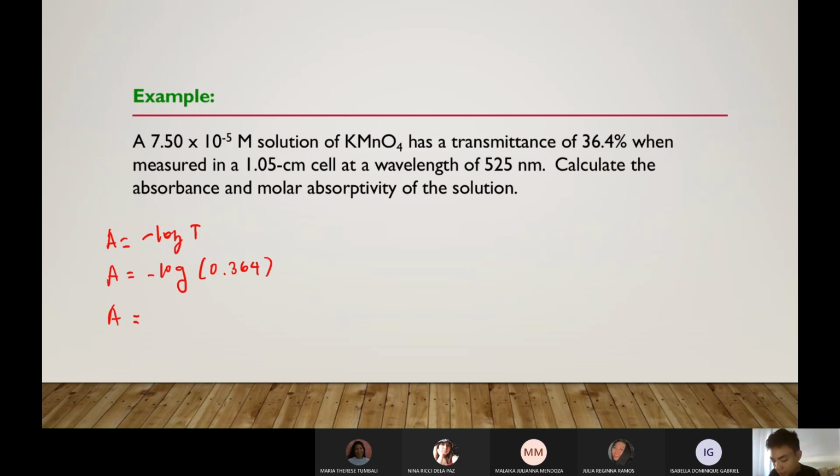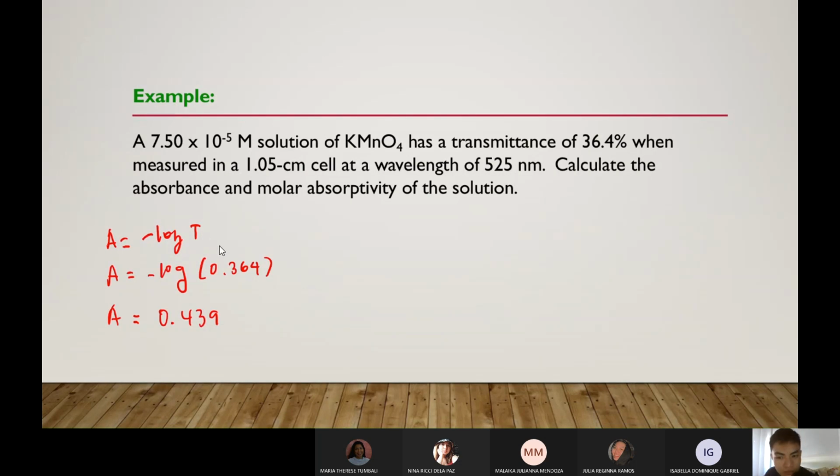So you will get an absorbance equal to, so that is 0.438. Round off natin, 0.439. So that's the absorbance of this setup. Okay, so yun, nasagutan na natin absorbance. Very easy. No? A equals negative log T lang.